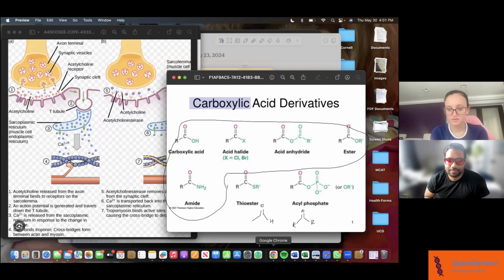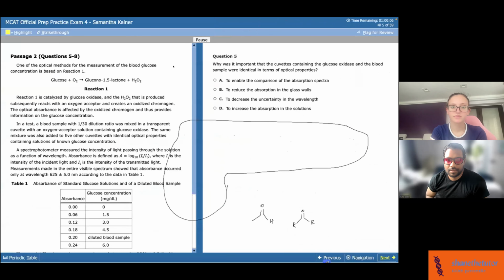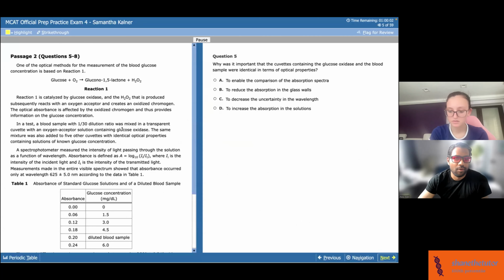Oh, it disappeared. Okay, so I asked you about lactone. What's this? H2O2. What is that? A molecule. Hydrogen peroxide.